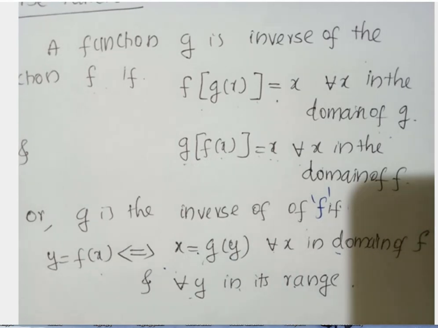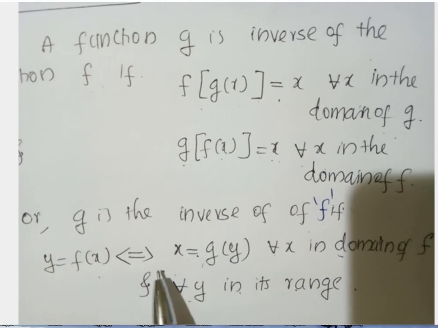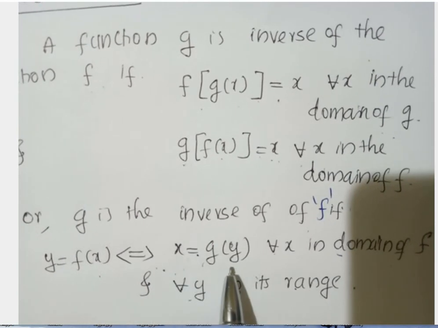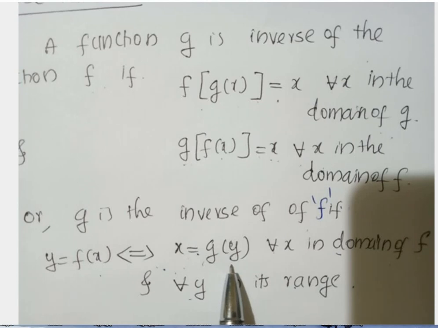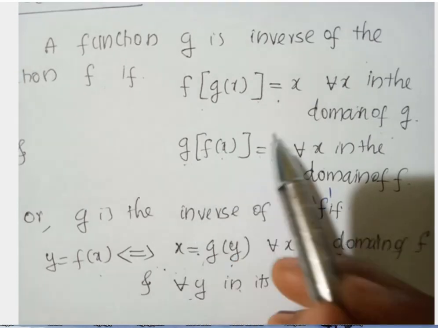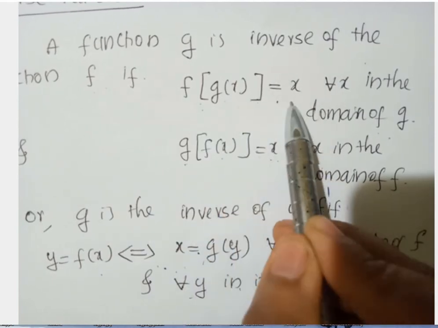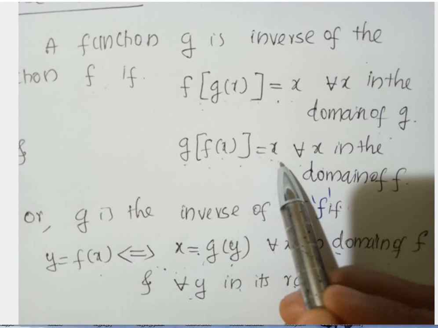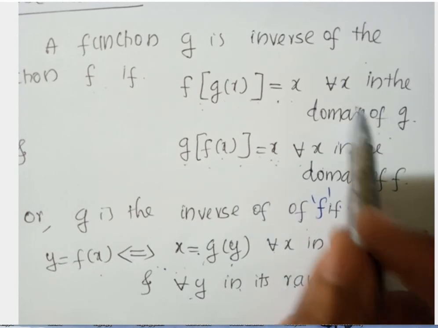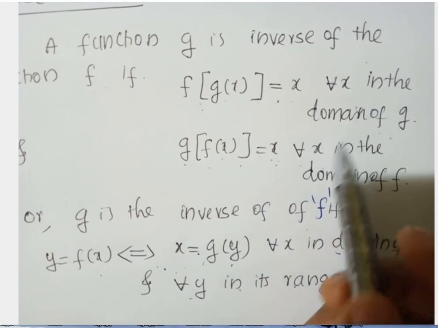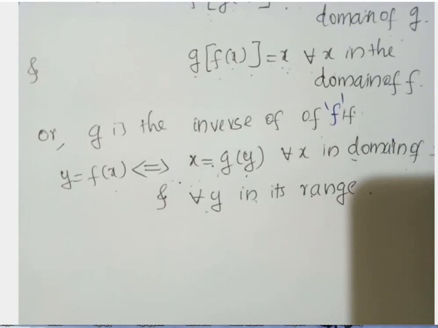So what was the definition of inverse function? That is, y equal to f of x if and only if x equal to g of y, right? Or, equivalently, we can say that f of g of x equal to x and g of f of x equal to x, and this condition must be satisfied.